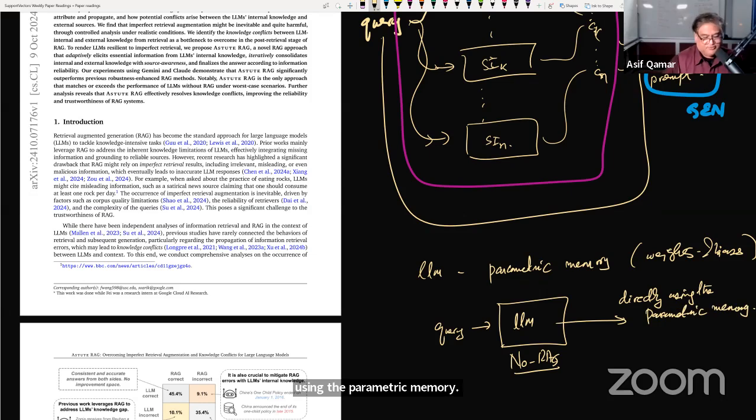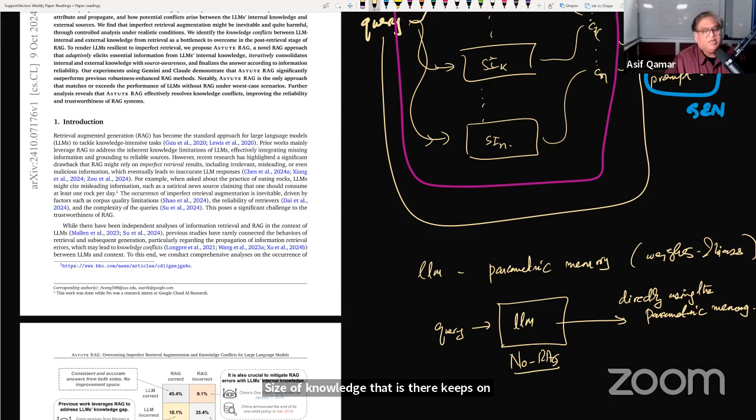Now, the argument for RAG has been as follows. The first is that LLMs are trained only on publicly available data, so it is not aware of your company confidential data, your company proprietary data. That's one argument. The second argument is the sheer size of knowledge that is there keeps on exponentially growing.